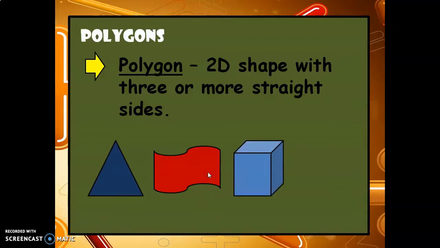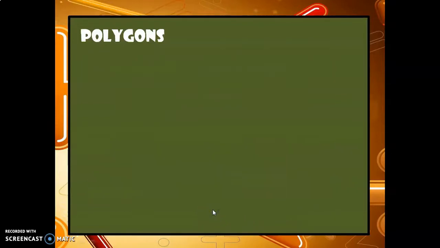The third one is not an example of a polygon because this is not a 2D shape. It is a 3D shape, so it is not considered a polygon. Let's have the last example. The last example is not a polygon because there is an opening here. As you can see, it is not closed, so it is not considered a polygon. So that is how to identify if a shape is a polygon or not. But always remember, a polygon is a closed 2D shape with three or more straight sides.